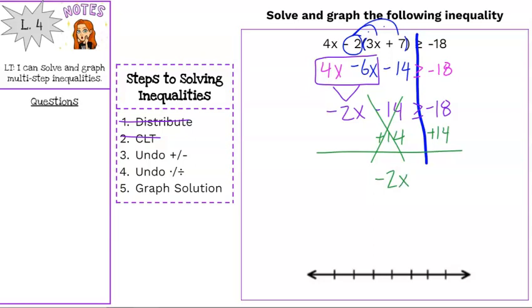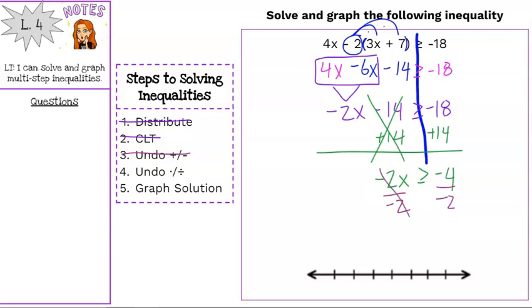So we still have negative 2x is greater than or equal to negative 18 plus 14, which is negative 4. We did undo addition and subtraction, and now our last step is to undo multiplication and division. We undo this multiplication with division. Now remember, we're going to divide by -2 because we're multiplying x by -2, which means we have to divide by -2.